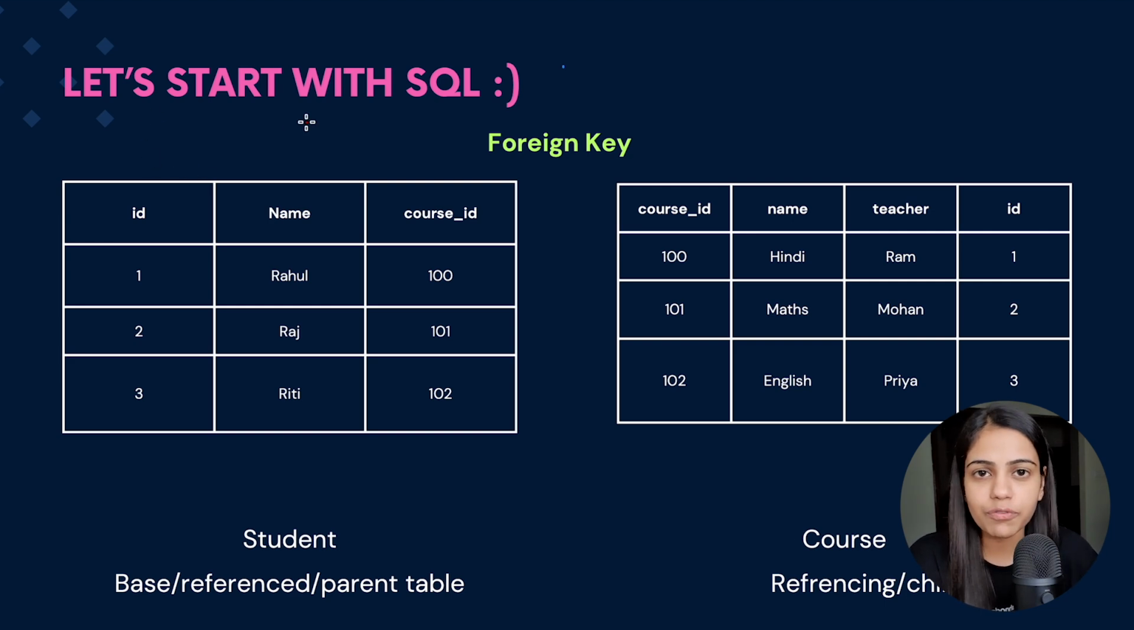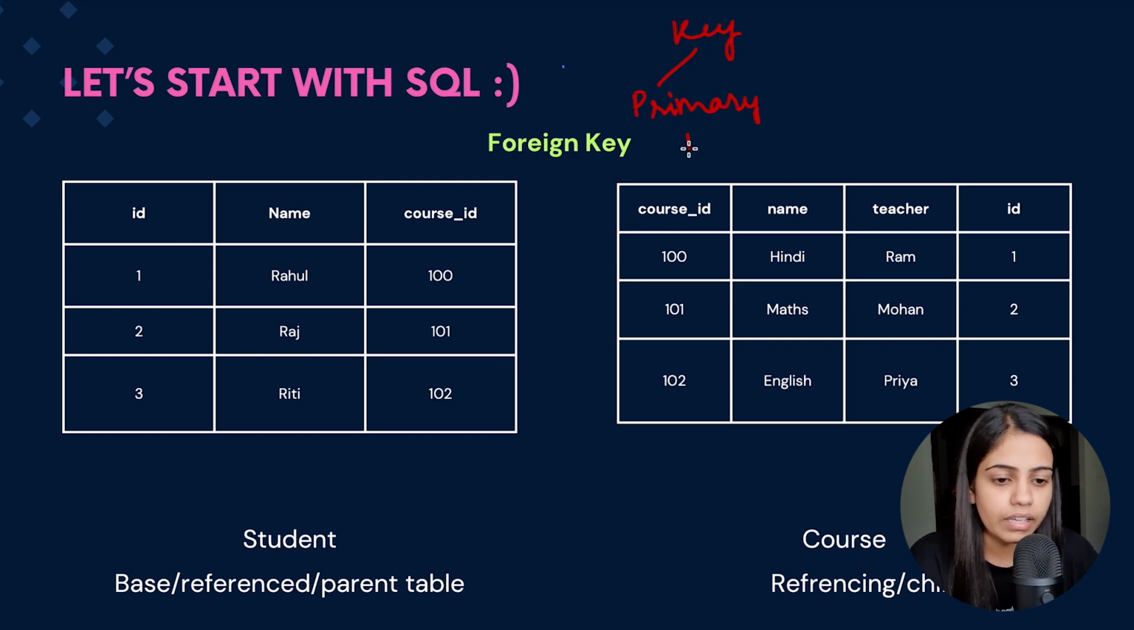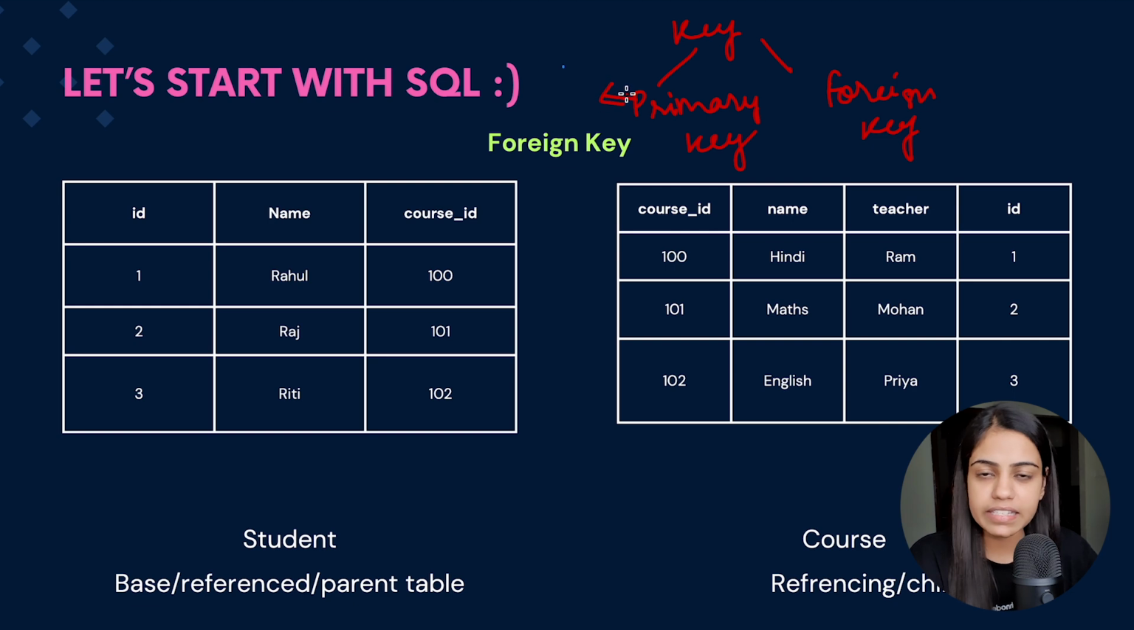So before starting with foreign key, let's just revise some older concepts. In keys, we learnt about two types of key. The very first one was the primary key and the second one was the foreign key. Now what is primary key? Primary key is a key which uniquely identifies all the records, or we can say rows, of a table.